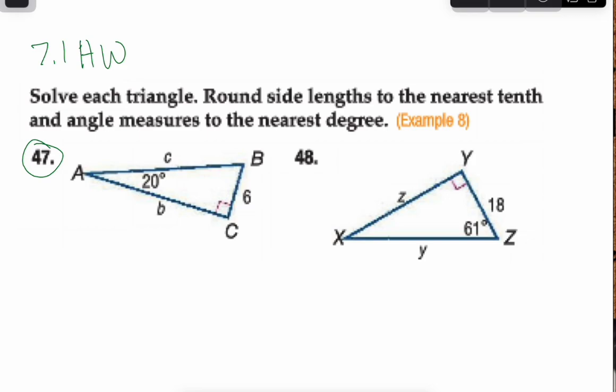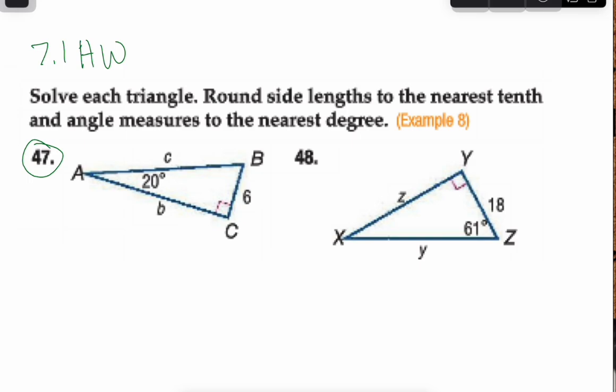So if you could open up your 7-1 homework and look at the last section, problem number 47, we're going to do that together just to make sure we understand how a right triangle works. Then we can move on to section 10.1, what's called an oblique triangle. For this section and the next section, you're going to see where it says solve each triangle.